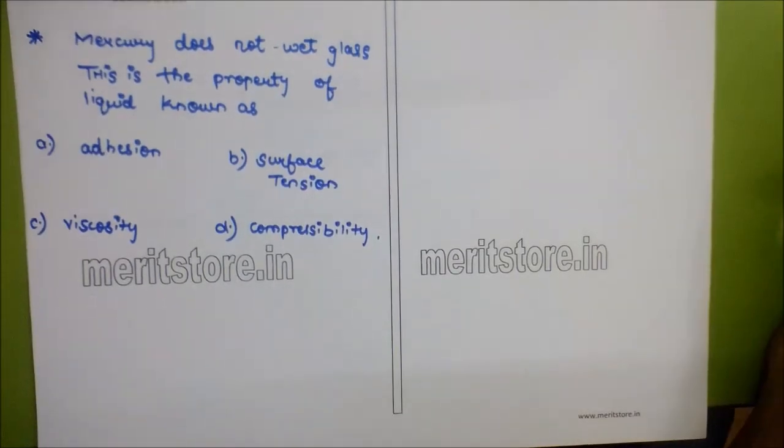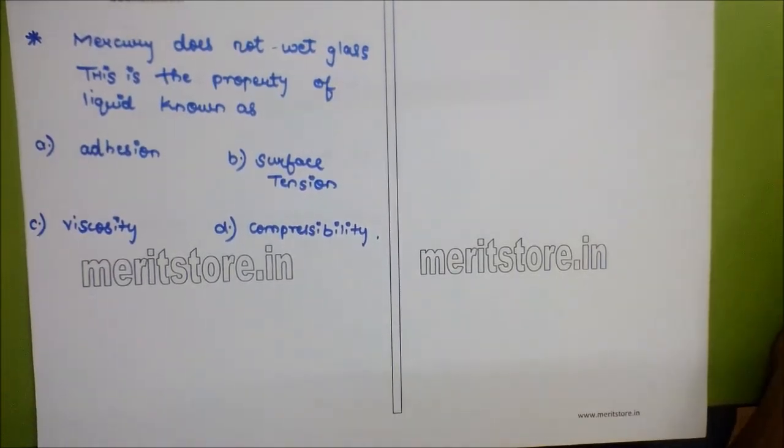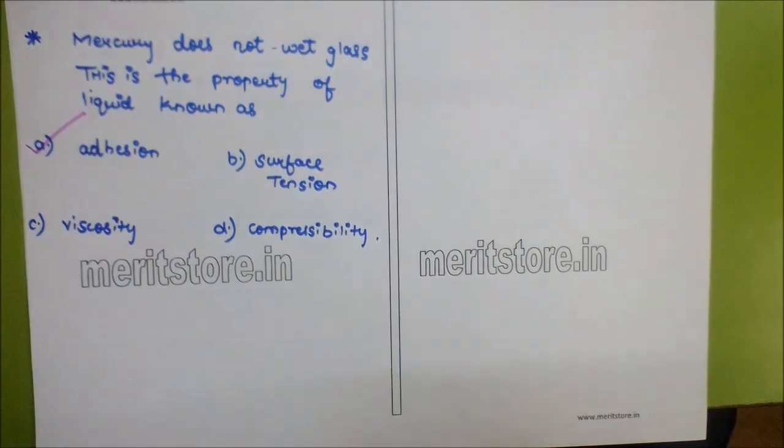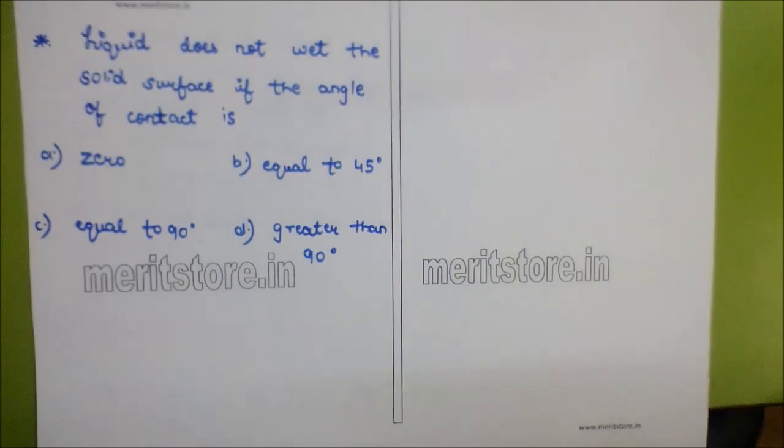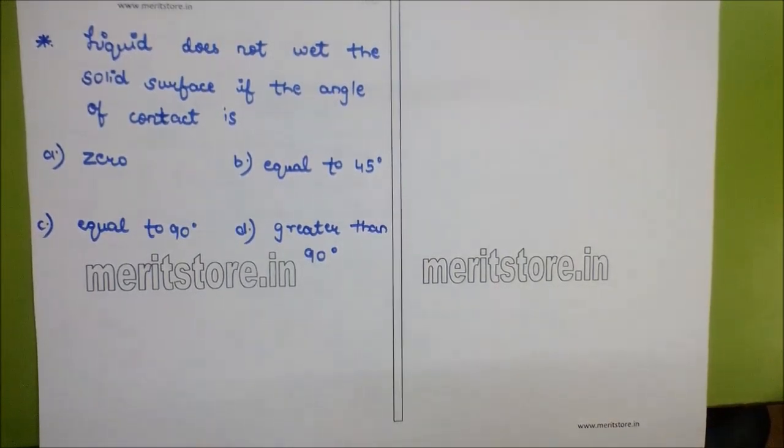Mercury does not wet the glass. This property of liquid is known as adhesion, surface tension, viscosity, or compressibility. The property is known as adhesion. A liquid does not wet the solid surface if the angle of contact is 0, equal to 45 degree, equal to 90 degree, or greater than 90 degree. Basically liquids do not wet the solid surfaces if the angle is an obtuse angle, that is it should be greater than 90. As in the case of mercury, it should be greater than 90 degree.